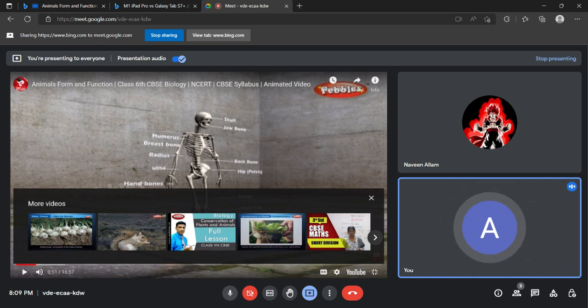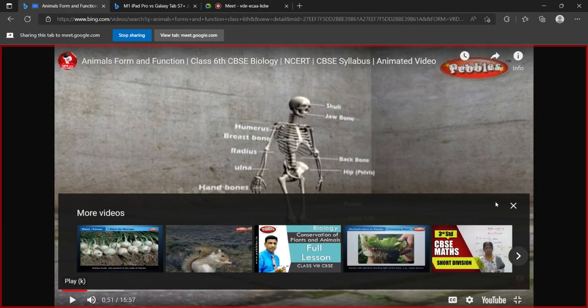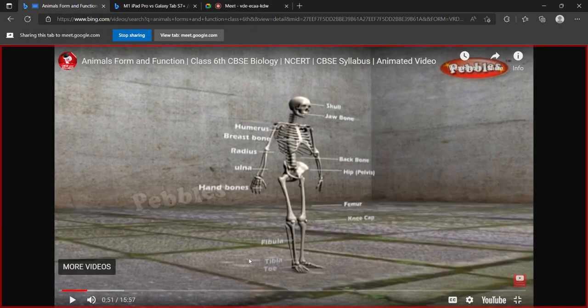So first we will see the skeletal system. What do I mean by skeletal system? All the bones in your body, right from the skull to the toe. We have bones present in our body. There are certain names you have to remember right now.